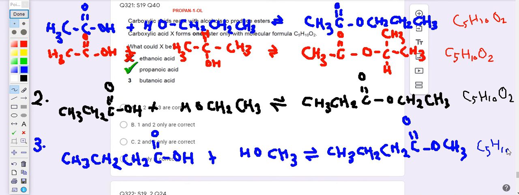Now again, trust me, if you count the number of carbon, hydrogen and oxygen, the molecular formula is still C5H10O2. And methanol, only 1 carbon, definitely no structural isomer. This is the only alcohol that you can use to make C5H10O2 ester from butanoic acid. So there's only 1 ester that we can get. Number 3 is also correct. So the answer is C, because 2 and 3 only are correct.